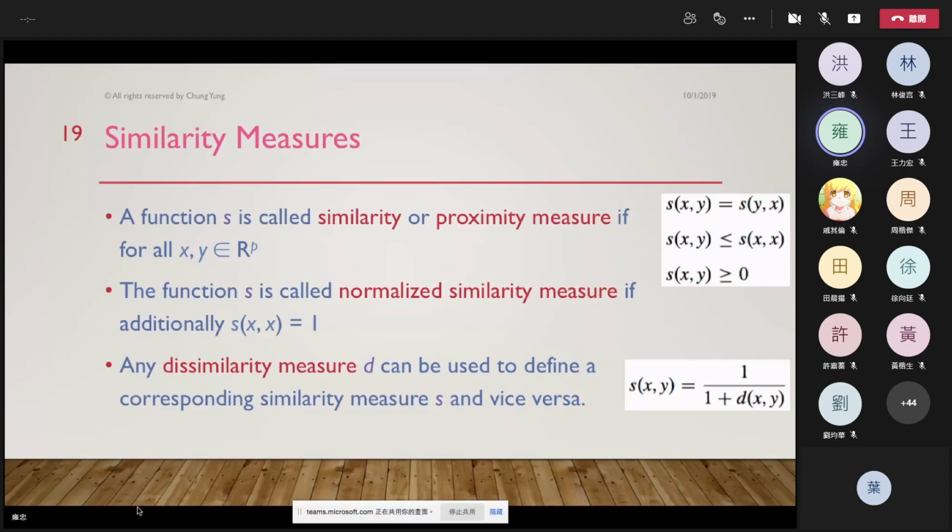Any dissimilarity measure D can be used to define a corresponding similarity measure S or vice versa. In other words, we can also define a similarity measure S based on D. The formula is shown on the right. S(x, y) equals 1 over 1 plus D(x, y). So that's the similarity function defined by this dissimilarity measure D.